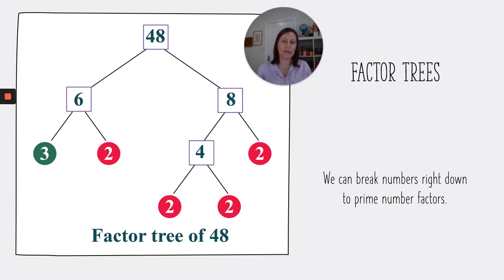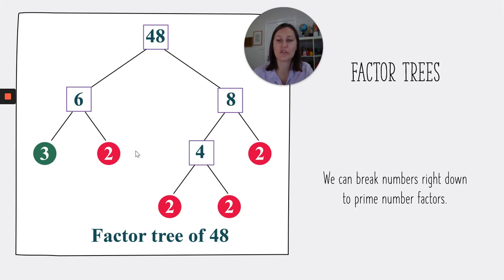1 times 48, 2 times 24, and so on and so on. It's got lots of factors. But the ones that have been chosen in this example are 6 and 8. 6 times 8, or 8 groups of 6, together make the number 48. So I'm going to split it into those two factors first.